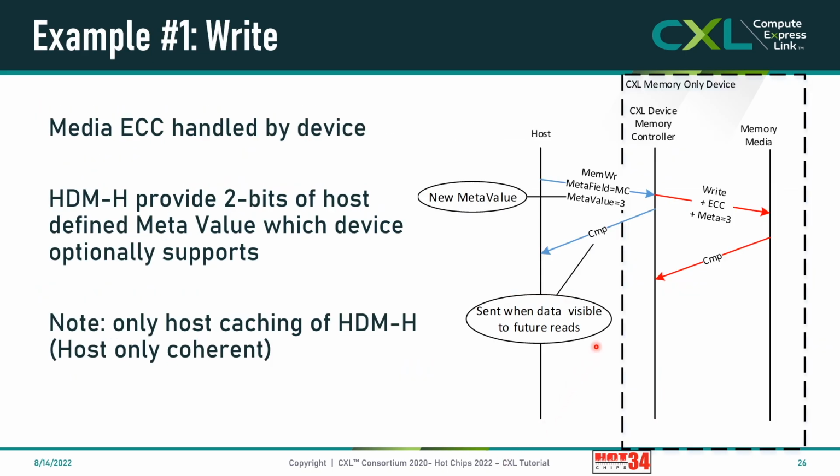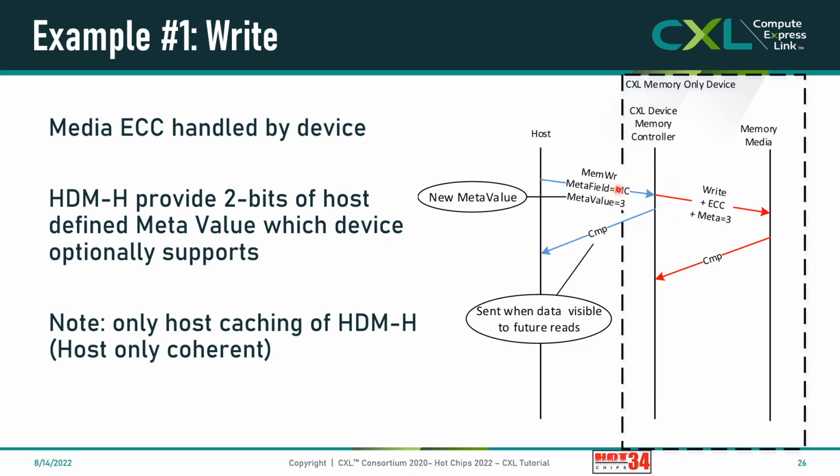Okay, in this example, I'm showing a write on the CXL.mem protocol from the host going to the CXL memory device. This CXL memory device is the simple memory device that has the HDMH memory. It's providing 2 bits of host-defined meta value. This support for that meta value is optional in the device, but I'm going to show a case where it is supporting that value, storing that value.